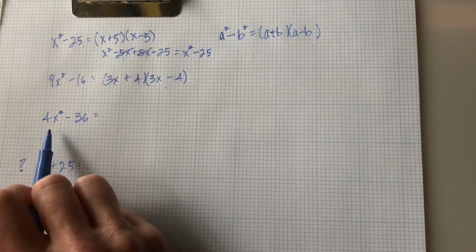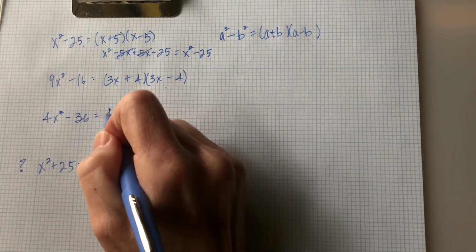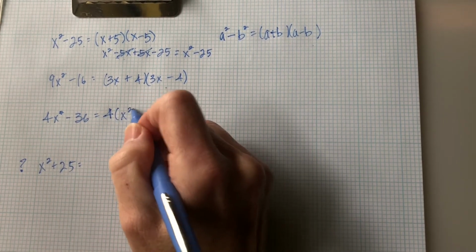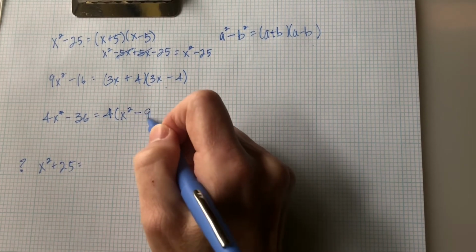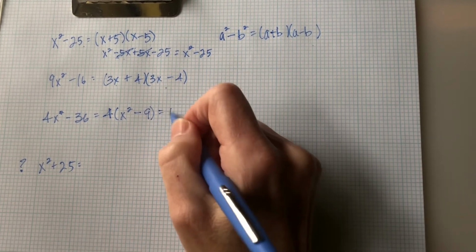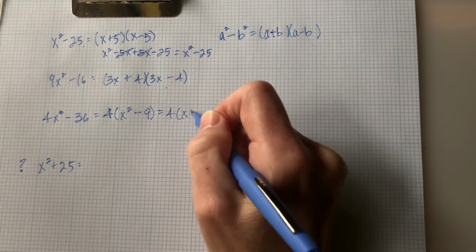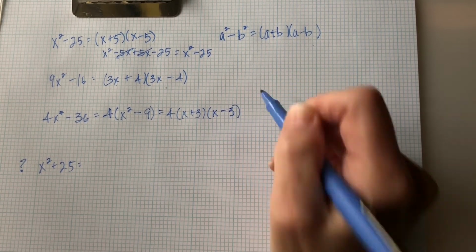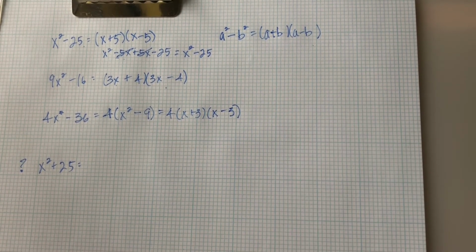In this case, we have a GCF we have to take out first, because 4 is a common factor for both of those. So we're going to have 4 times the quantity x squared minus 9, and then we just apply our pattern. So it's x plus 3, x minus 3. So always remember to look for a GCF in all your factoring problems.